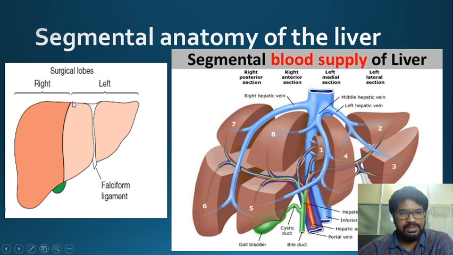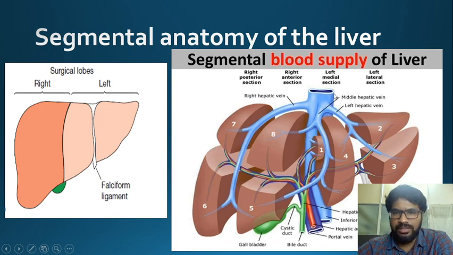The line extends from the left of the IVC down to the gallbladder fossa. This imaginary line is known as Cantlie's line. Cantlie's line divides the liver into functional right and left lobes. And Couinaud is a scientist who, with the help of this line, divided the liver into 8 segments. So Cantlie's line extends from the left of the IVC down to the gallbladder fossa.